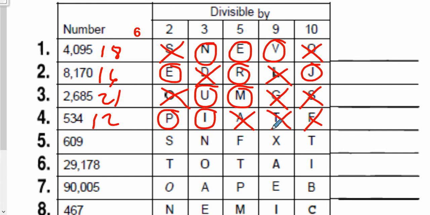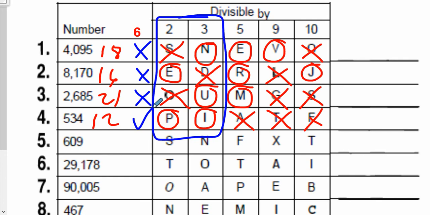And then for 6 now, all you have to do for 6 is look at these two columns right here. If they're both circled, then 6 works. If they're not, then it doesn't. So for the first question, 6 does not work because 2 does not work. For number 2, 6 does not work because 3 does not work. For number 3, 6 does not work because 2 does not work. For number 4, they're both circled, so yes, it works.